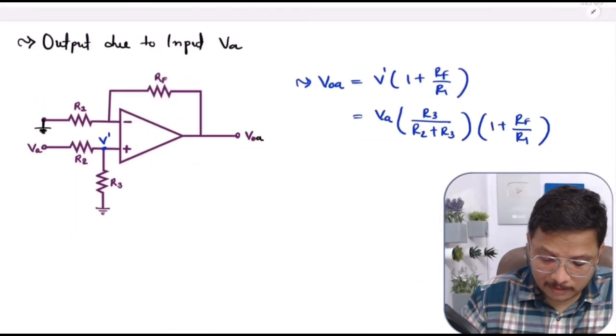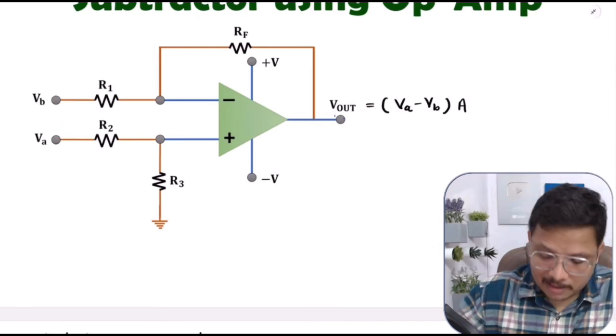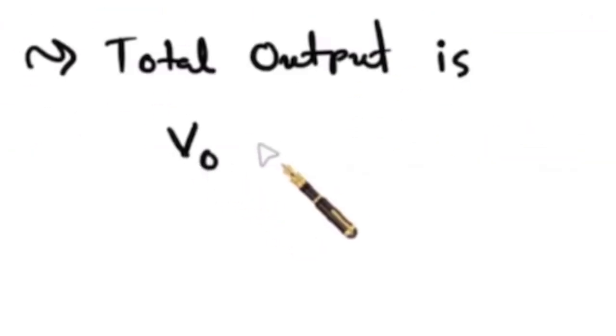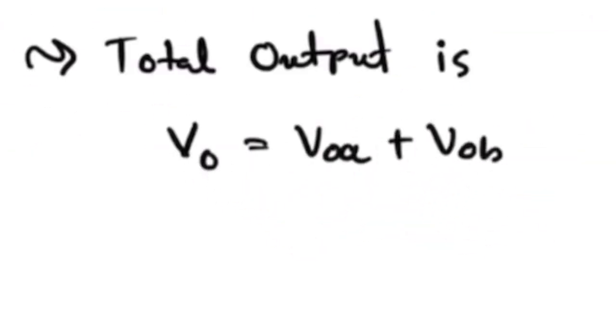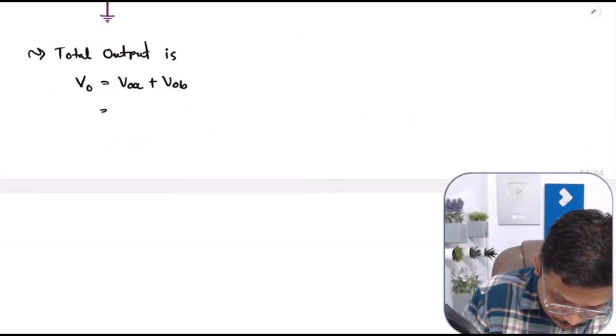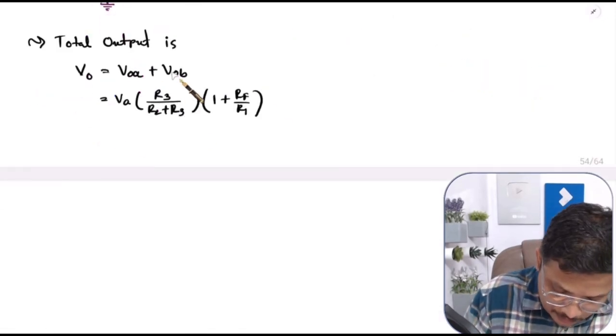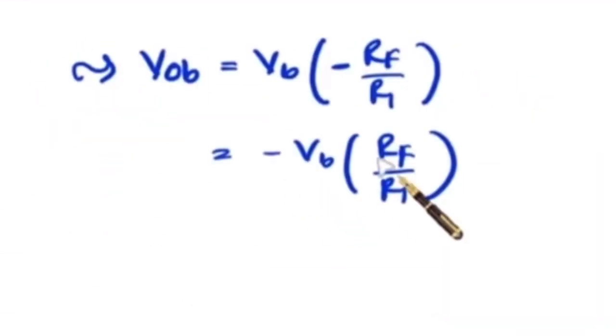You see we have calculated both. So what is my total output? Total output is the algebraic sum of output due to VA and VB. Let me write that. VO is equal to VOA plus VOB. Here, if you observe VOA, that is VA into R3 divided by R2 plus R3 into 1 plus RF by R1. And VOB is minus VB into RF by R1.